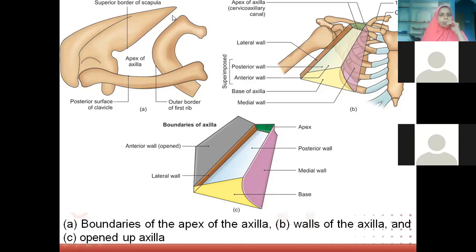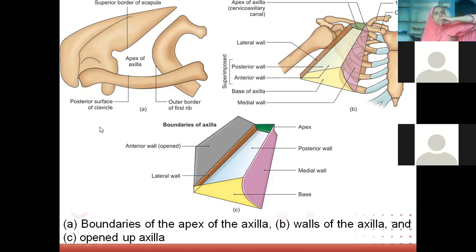To summarize, first, I told you we have the apex. The boundaries of the apex are the outer border of the first rib medially, then anteriorly we have the posterior surface of the clavicle, and posteriorly the upper border of the scapula. The apex is the one which is going towards the neck. You can insert your hand, which is going towards the root of the neck.